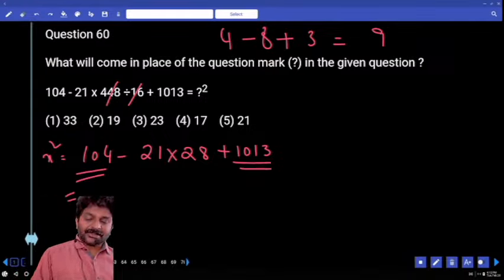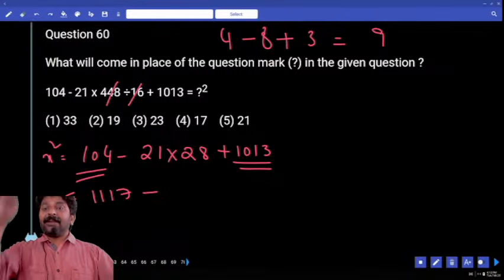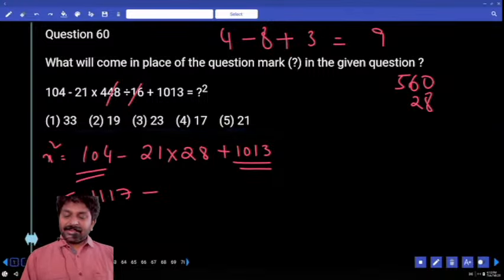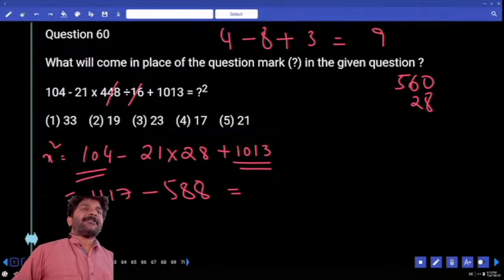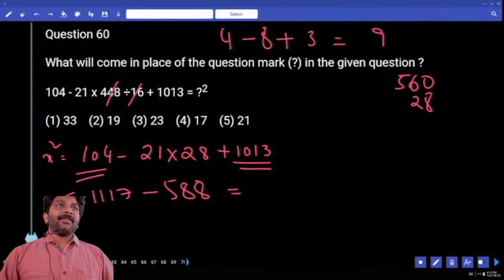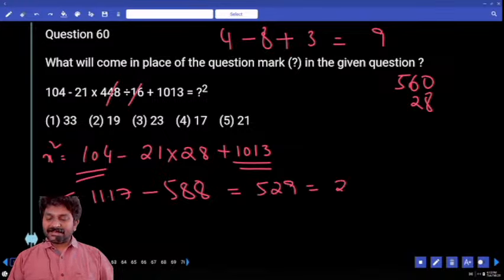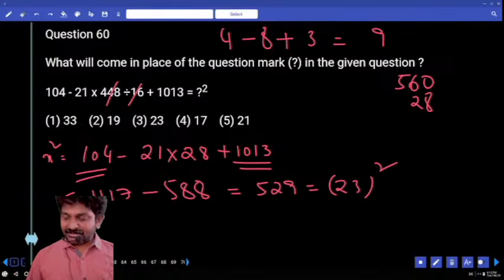Let me add both the positive numbers, which is 11, 17. 1117. 21, 28 times. 28, 20 times, which is 560, plus one more time, that is 588. Is that okay? Instead of 588, subtract 600, add 12 later. Subtract 600, 517, add 12 later, 529. Which square is this? 23 square. Yes? I'll stop here for today.